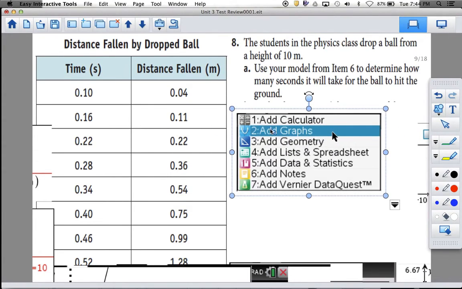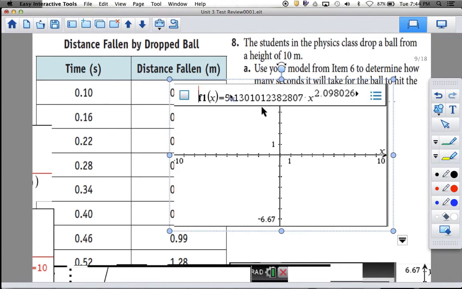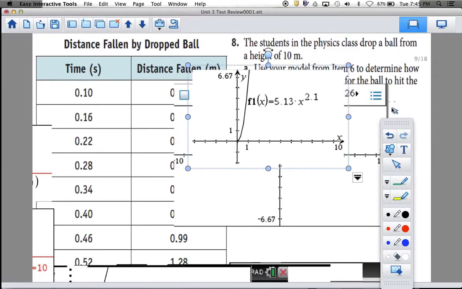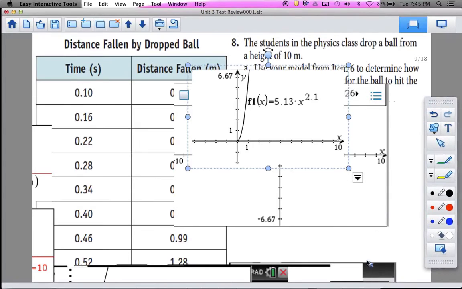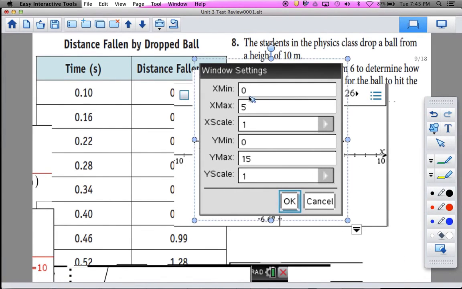An easy thing to do, though, you can just add a graph. To do that, you do Control Documents, and then this screen will pop up. Do add a graph. Once you've added the graph, you can scroll up and you'll see your power regression up there. Just push enter. When you do that, you get this page, but you will want to change your windows. To change the window, go to Menu, Window, Settings. Option 1 is Edit Window Settings.